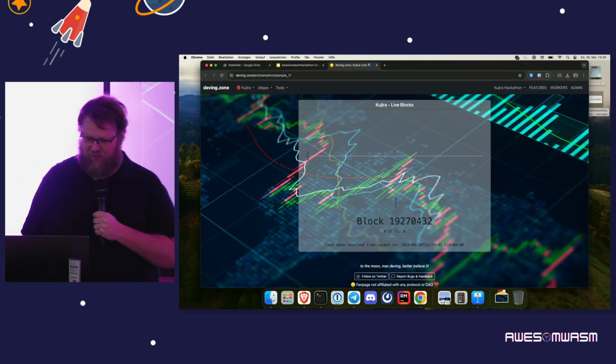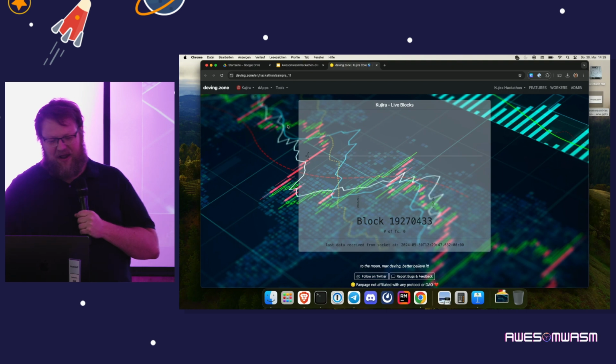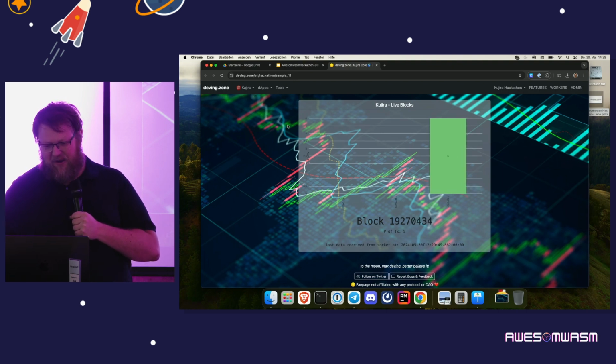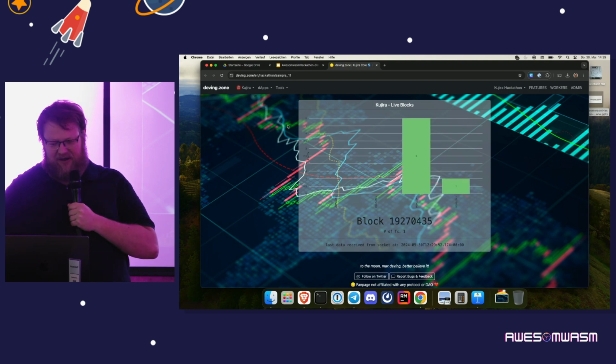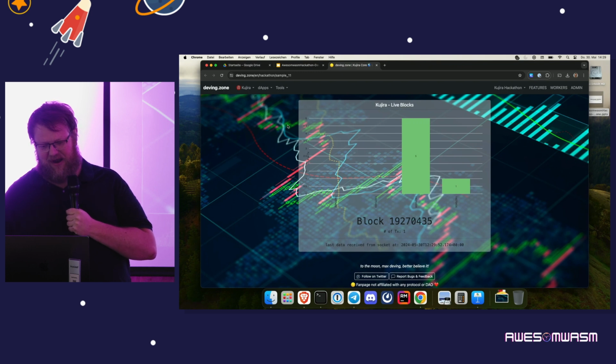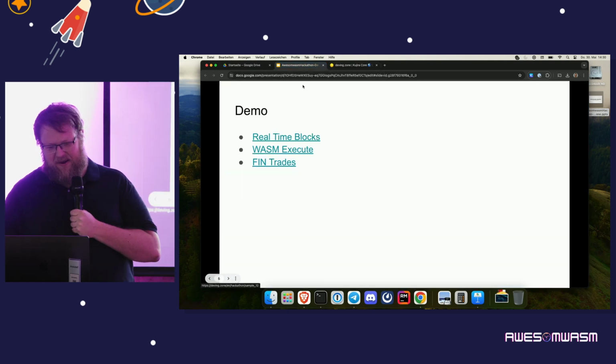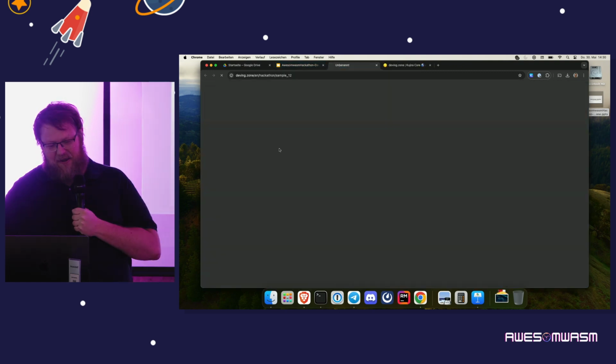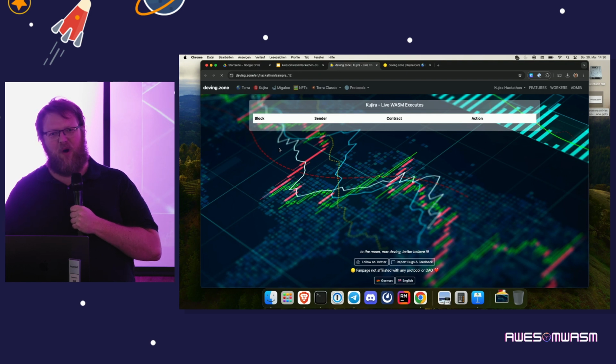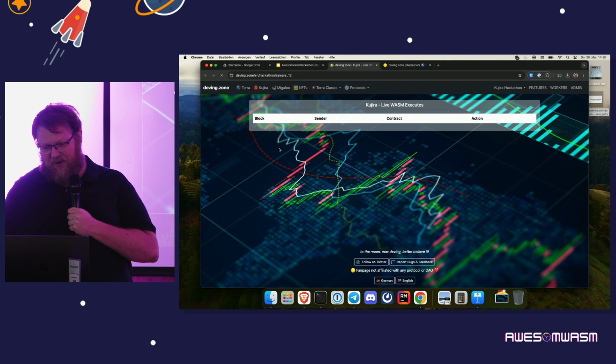This was version 1, where it was just visualizing the blocks coming in. So you can see the number of transactions in one given block and how they come in. This is basically just proving that the whole WebSockets thing works. Then the next thing was to actually see what the WASM execution events on chain are. So we may need to wait a few seconds.